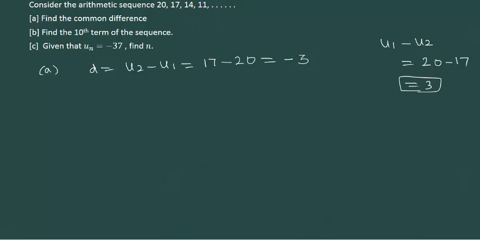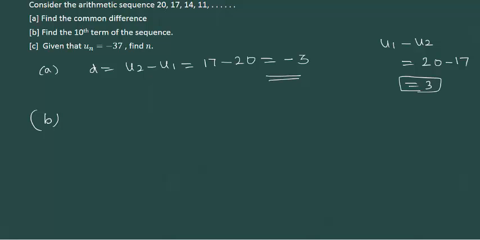And you can verify with the other terms. 14 minus 17 is also minus 3. 11 minus 14 is also minus 3. So the common difference of the sequence is minus 3. That's the first part. And the second part is find the 10th term of the sequence.